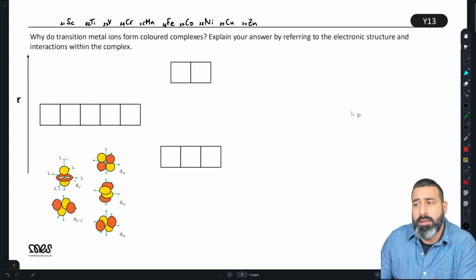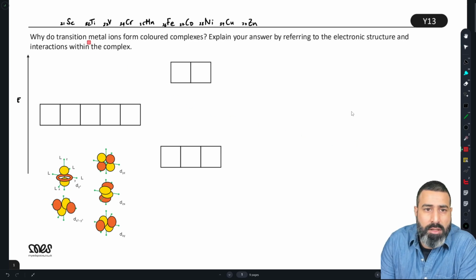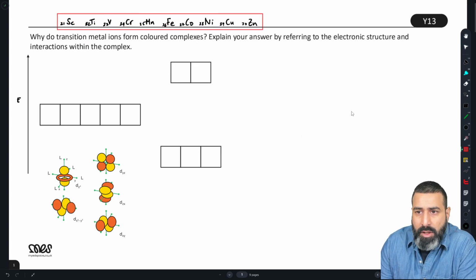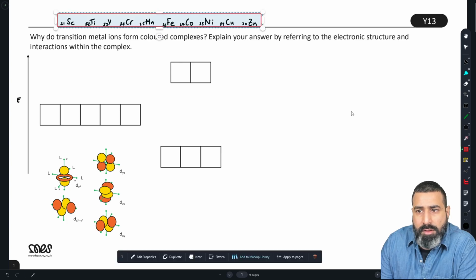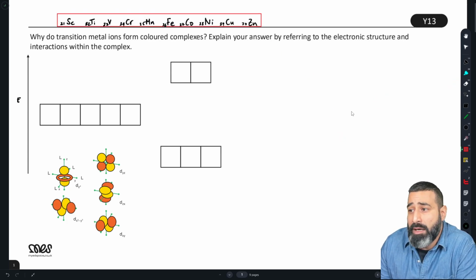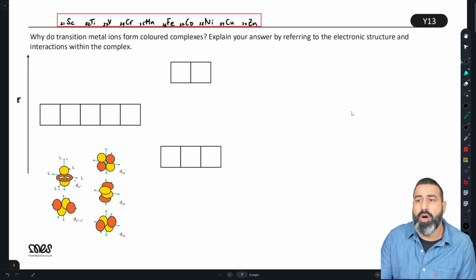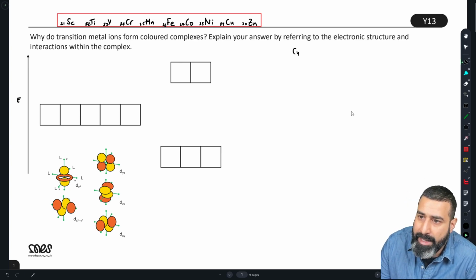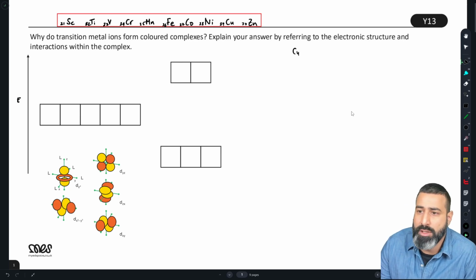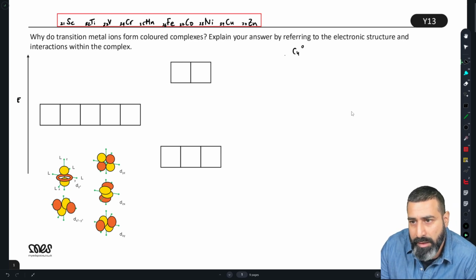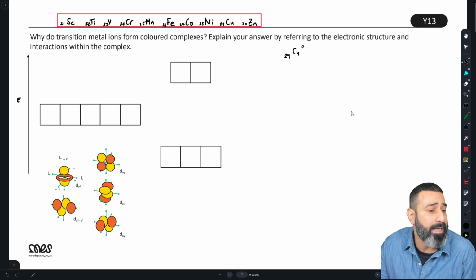Okay, so what I've done is I've got the first row of the d block. And remember that scandium and zinc are not transition elements, but they are d block. So what I'm going to do is just choose a transition metal. Let's pick copper, which is a transition metal. And the question says refer to the electronic structure. So let's refer to the electronic structure in spd notation.